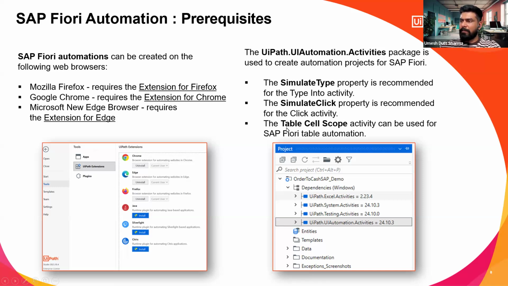And the other one is the table cell scope activity. This particular activity can also be used for SAP Fiori table automation, because in SAP Fiori, there are some transactions where some tables are also rendered, right? So for that specific automation step, we can use the table cell scope activity, and it makes the data extraction and the other steps really easy using this activity.